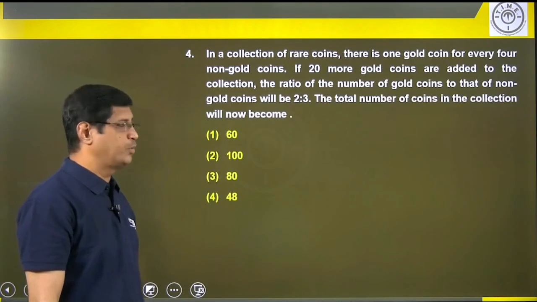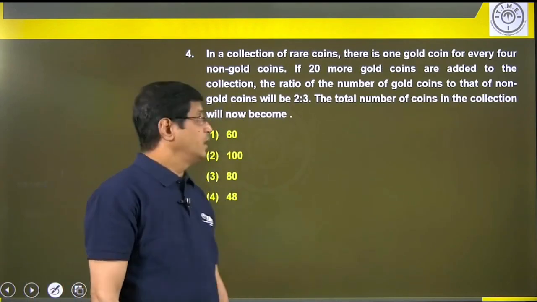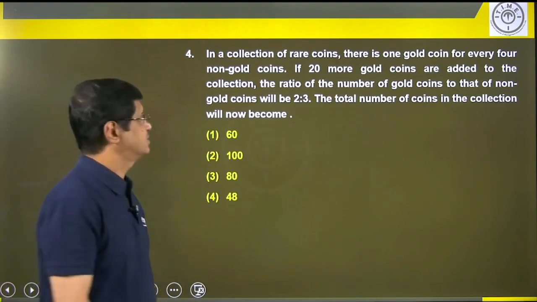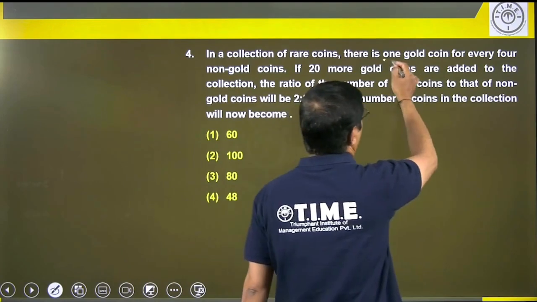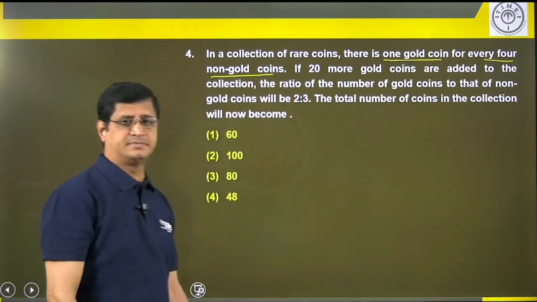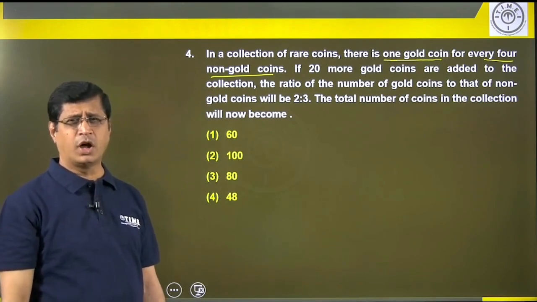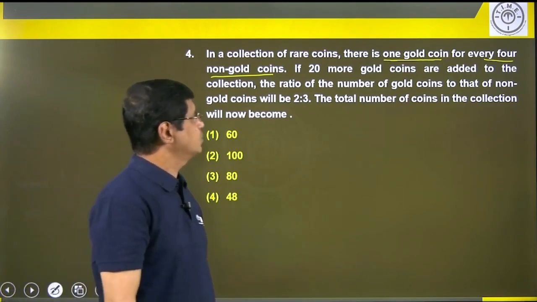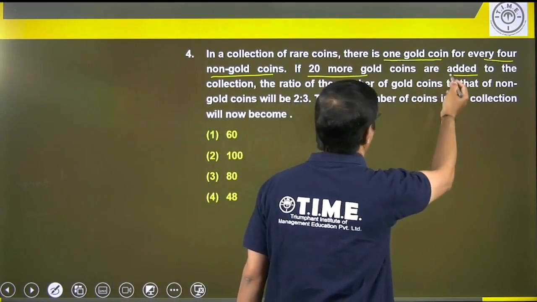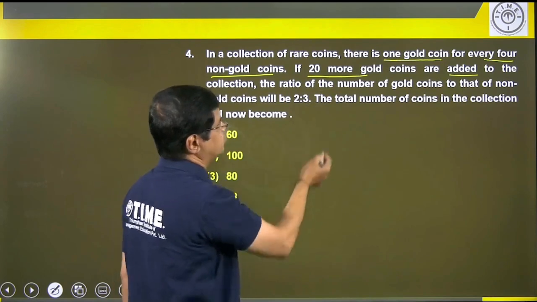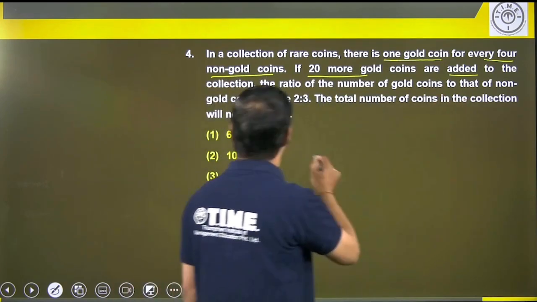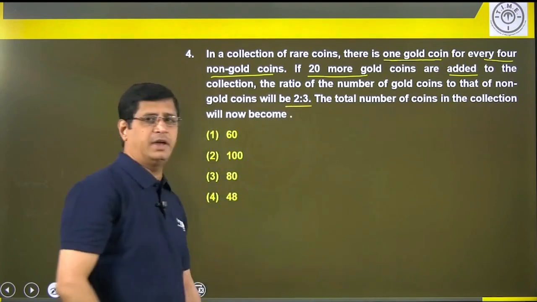Now, look at the next example on your screen. In a collection of rare coins, there is one gold coin for every 4 non-gold coins. For every 4 non-gold coins, there is one gold coin. If 20 more gold coins are added to the collection, now the ratio of the number of gold coins to that of the non-gold coins will be 2:3.